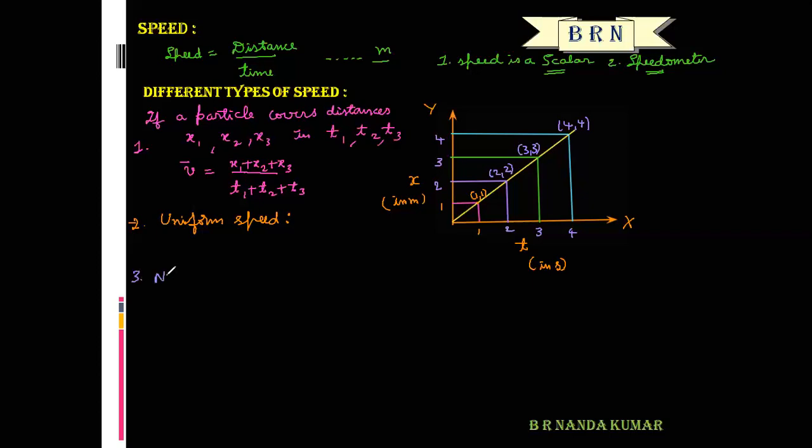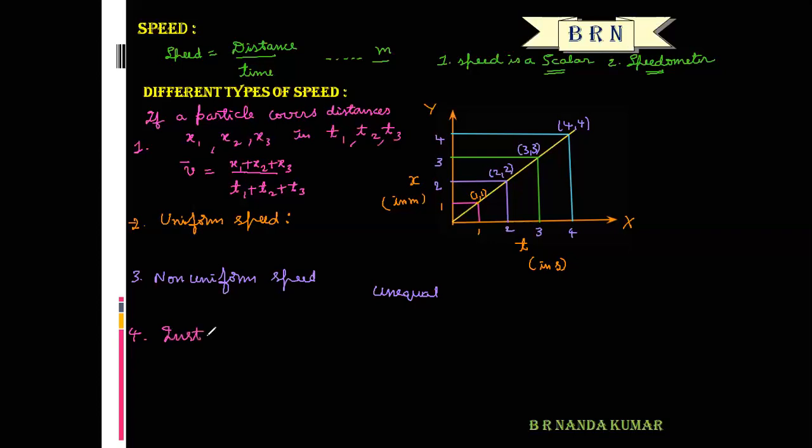What is the meaning of non-uniform speed? If a particle covers unequal distances in equal intervals of time, or equal distances in unequal intervals of time, or unequal distances in unequal intervals of time, that is non-uniform speed.